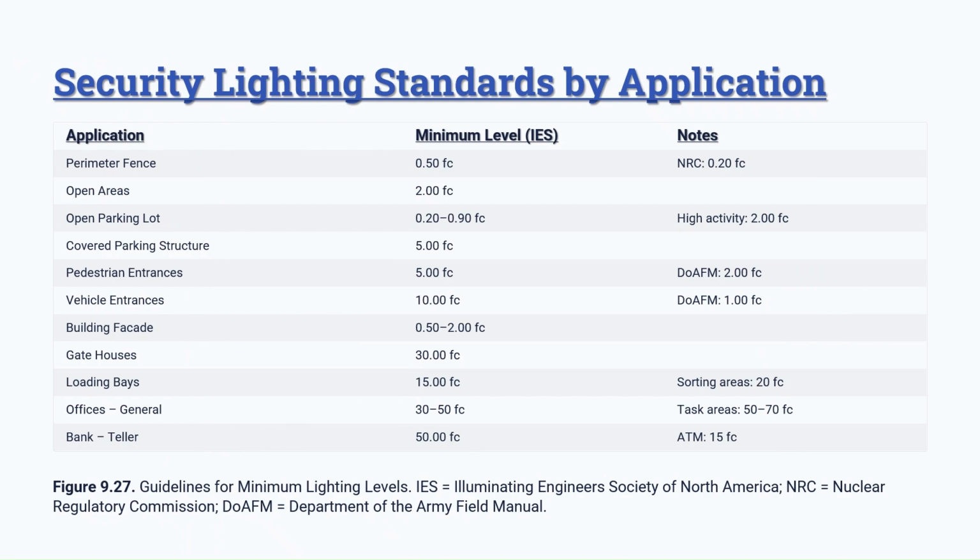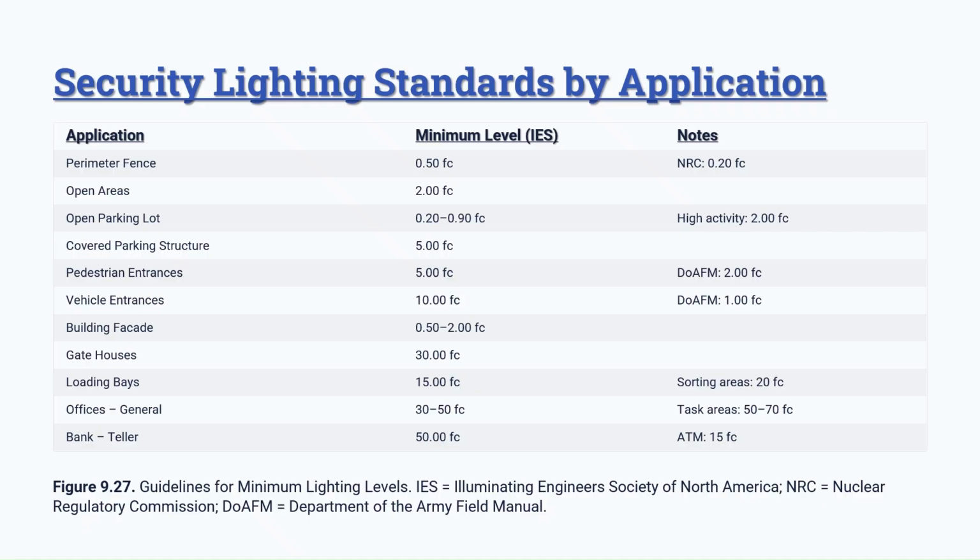Security lighting must follow established standards based on application and risk level. Different areas, such as perimeters, parking lots, entrances, and critical infrastructure, require specific minimum lighting levels. These standards ensure adequate visibility for detection, identification, and response.